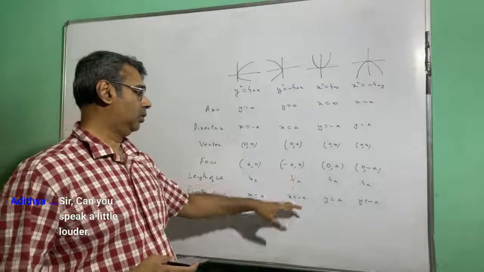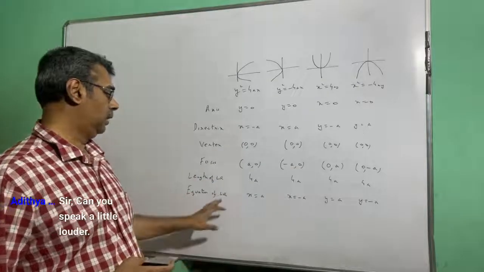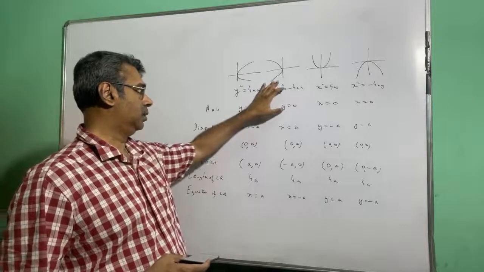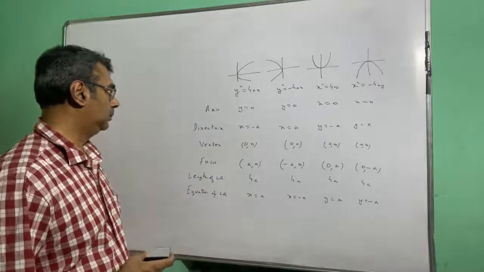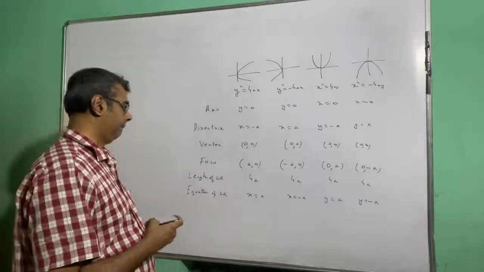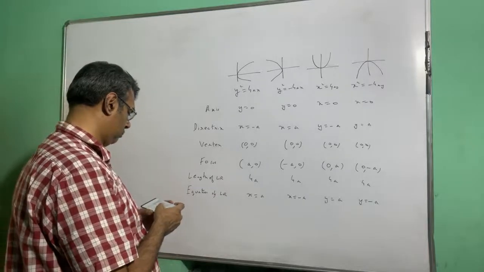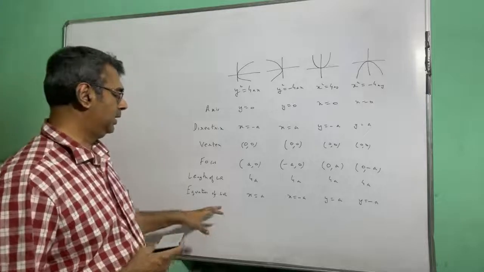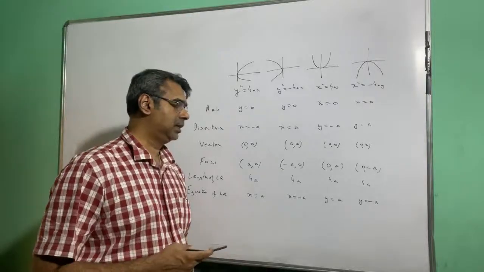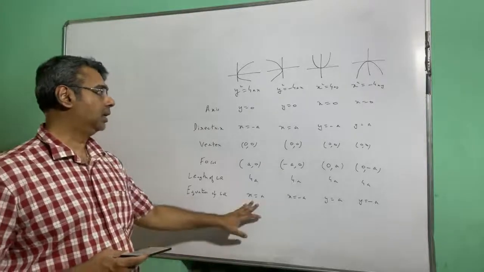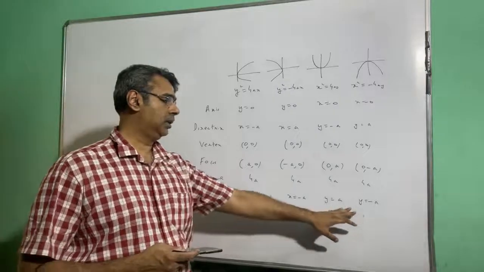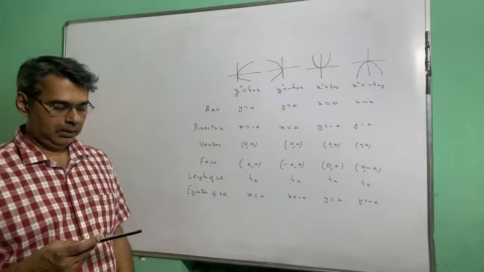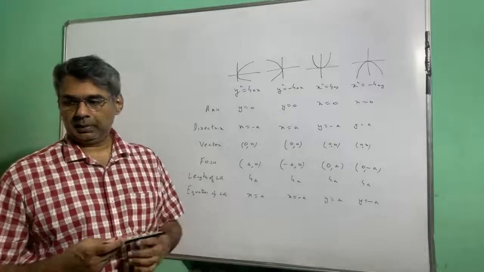The latus rectum in all four of them is 4a. The equation of the latus rectum is usually not required anyway, but here it's x equal to a, x equal to minus a, y equal to a, y equal to minus a. So these are the basic properties.